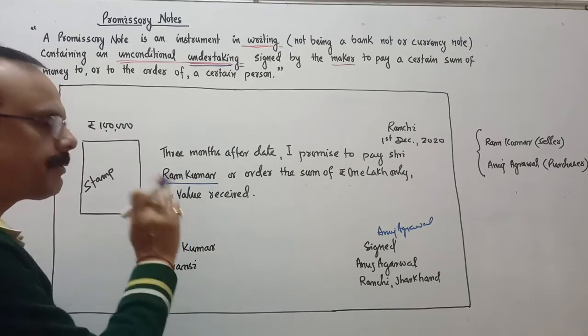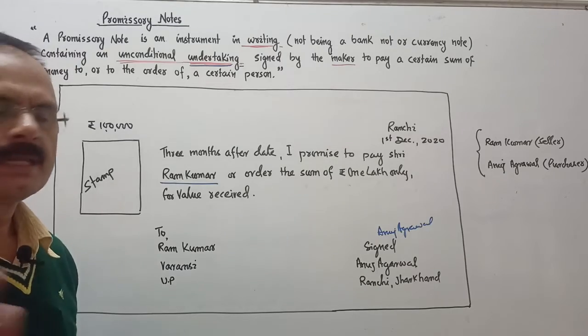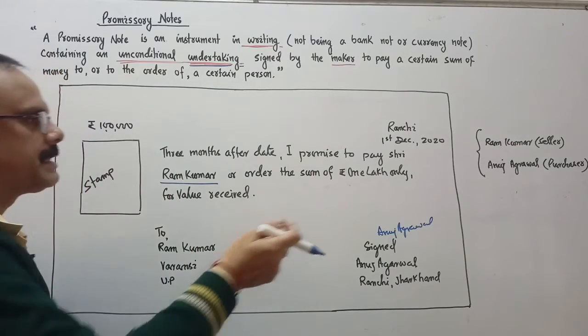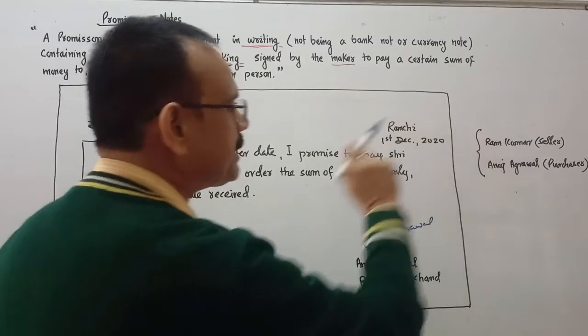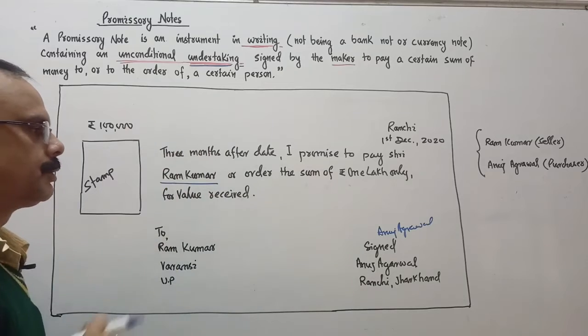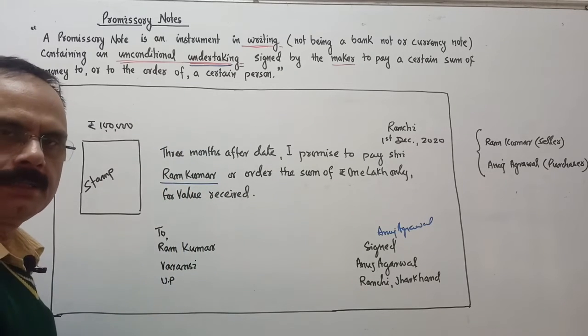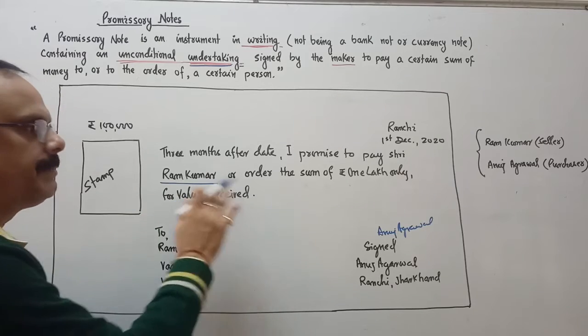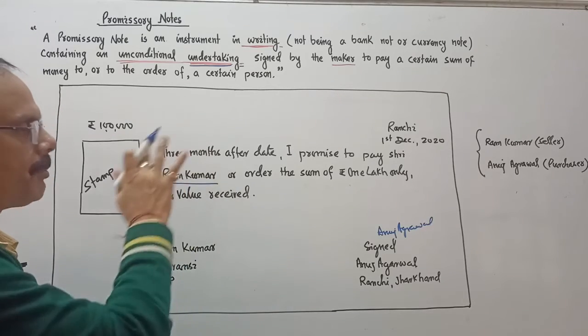Here the signature of Ram Kumar is not required. It is not at all required. Ram Kumar is not going to sign, because here the purchaser himself has promised to make the payment after 3 months to Ram Kumar or his order of rupees 1 lakh for value received. So it's a promissory note.